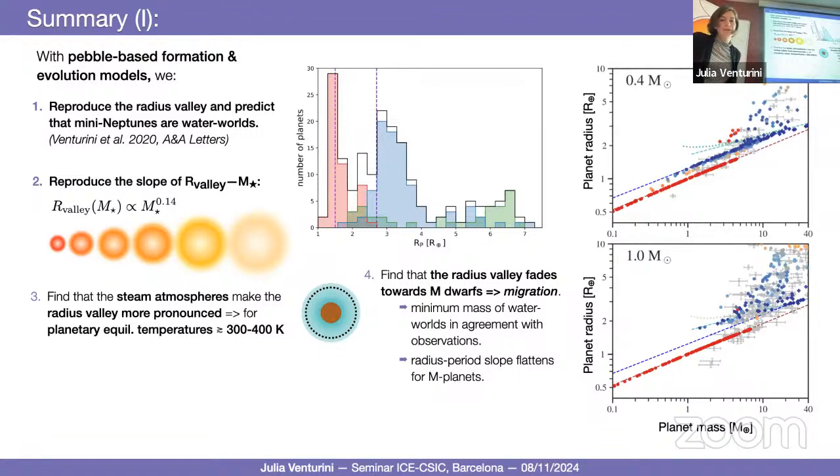We find that the radius valley fades towards M-dwarfs, as I just said, and the minimum mass of water worlds is in agreement with observations, and also the radius-period slope flattens for M-dwarf planets.